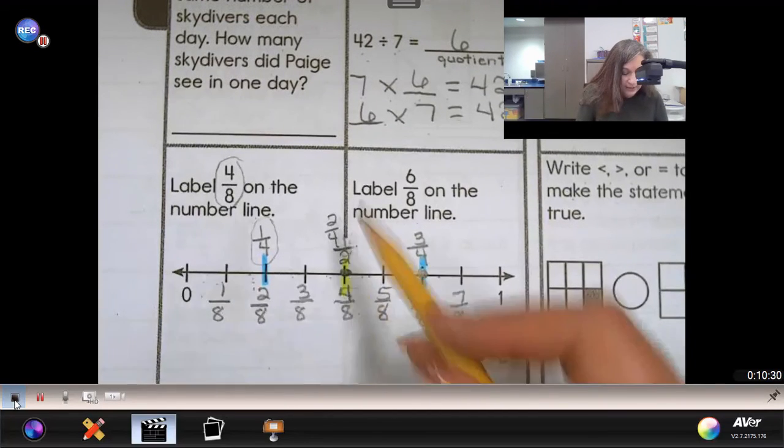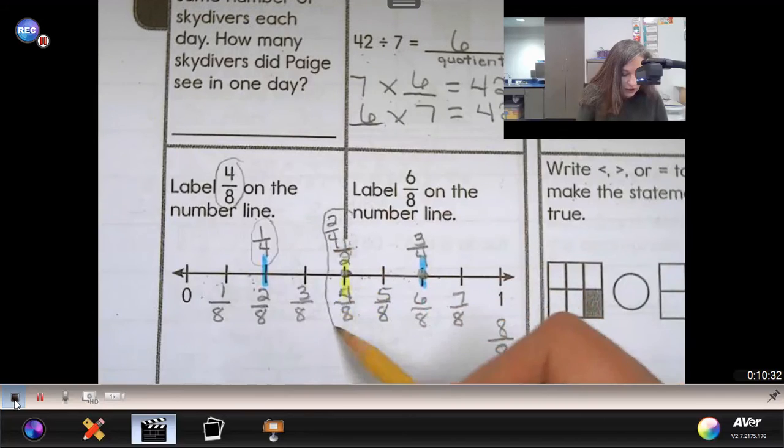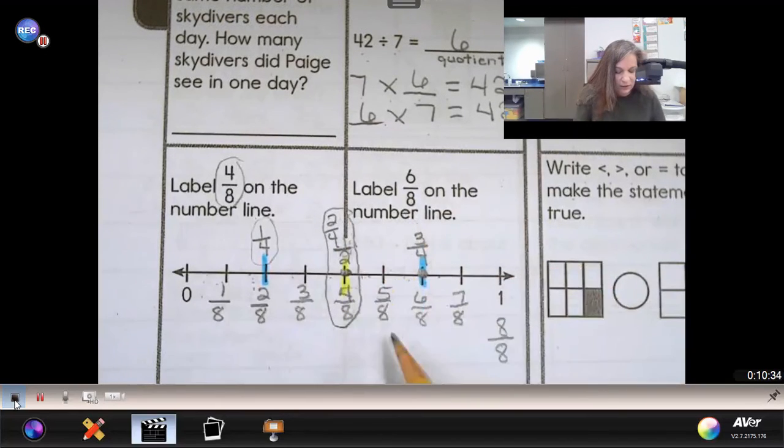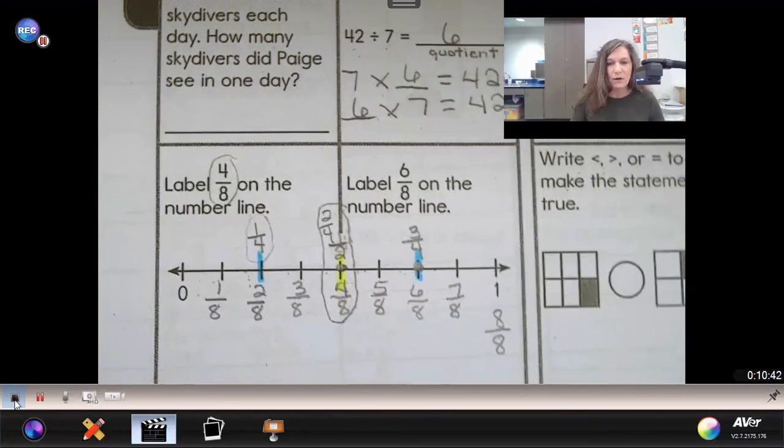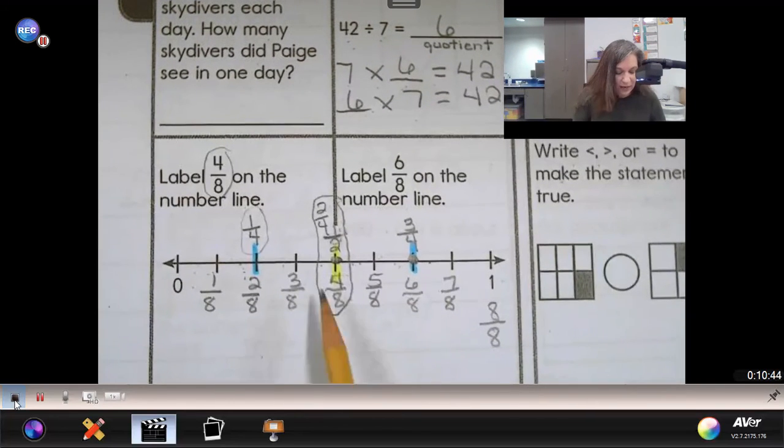So I want you today, in your discussion question, I want you to tell me 4/8 is also equivalent to what other two fractions? Two fractions, okay? That's what I want for your discussion. So 4/8 is the same as these two fractions right here.